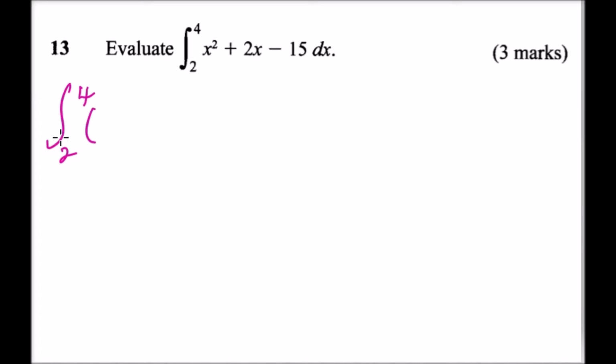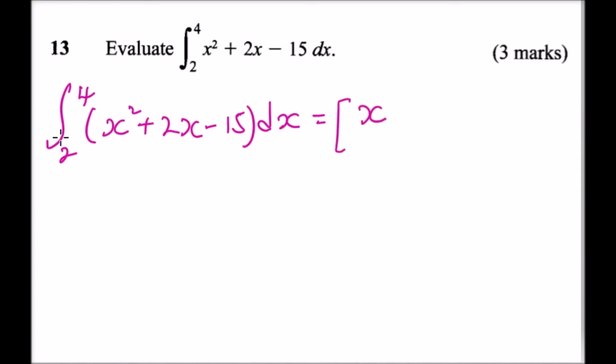You put the bracket x squared plus 2x minus 15. You close the bracket with respect to x. That's the way it's supposed to be written. So you write this is equals to, you integrate and you will say this will be x.